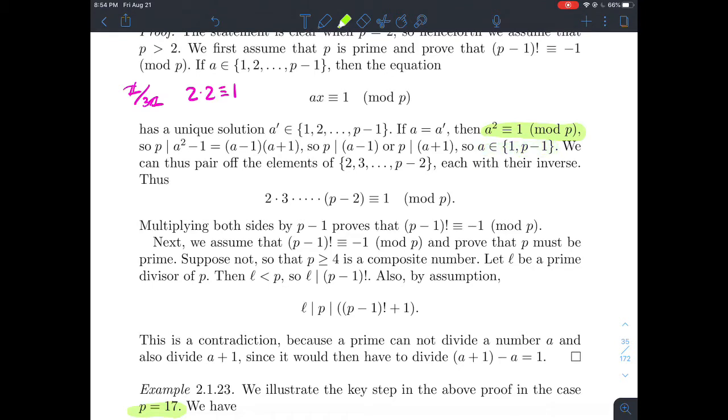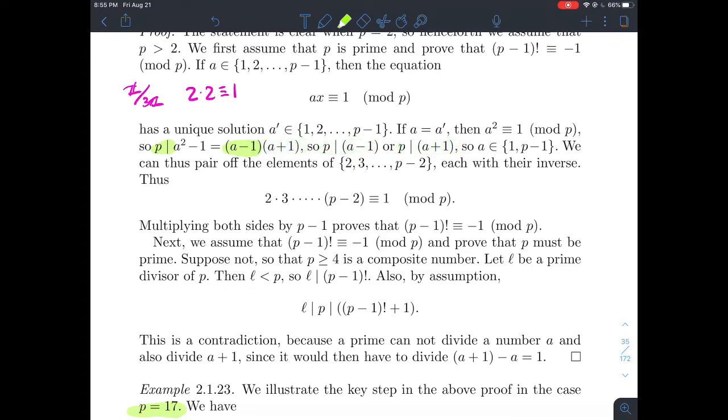And how we conclude that: since a squared is congruent to 1 mod p, maybe we'll write out what the definition of that means. I should subtract the 1 to the other side and recall that this equivalence relation tells us that p divides a squared minus 1. Now factor a squared minus 1, and you know that since p is prime, when p divides a product, p has to divide at least one of the factors. In other words, p divides a minus 1, or p divides a plus 1.